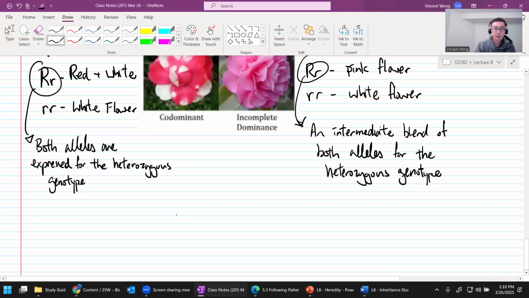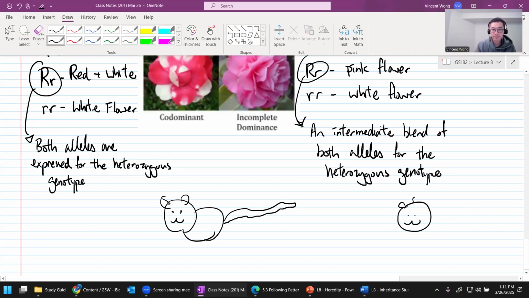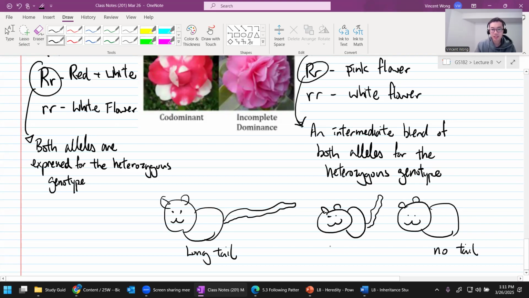So I'm gonna give you an example. Let's say we have a cat, okay, a cat with long tail, and then we have a cat with no tail. And then we have a cat. They get worse and worse when I draw them. We have one with short tail.